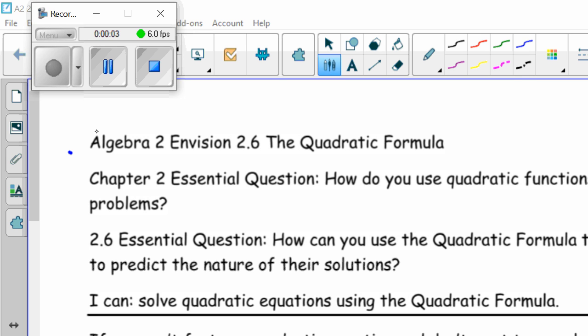Okay, so today's Algebra 2 lesson 2.6, the quadratic formula. We're going to look at how we can use the quadratic formula to solve quadratic equations or to predict the nature of the solutions. Today we're going to focus on using the quadratic formula to solve equations.